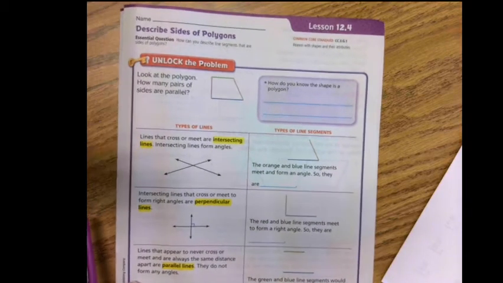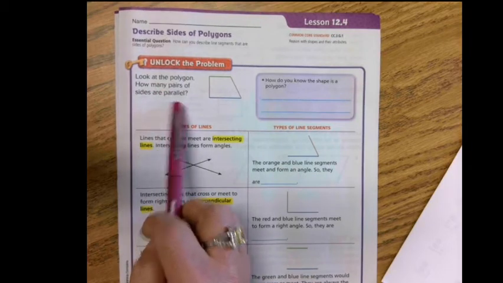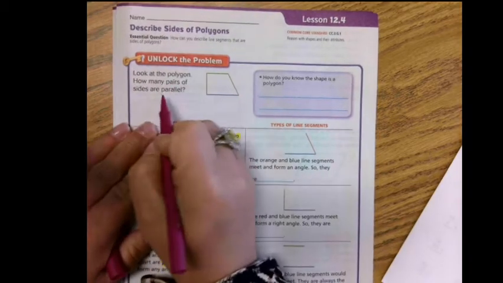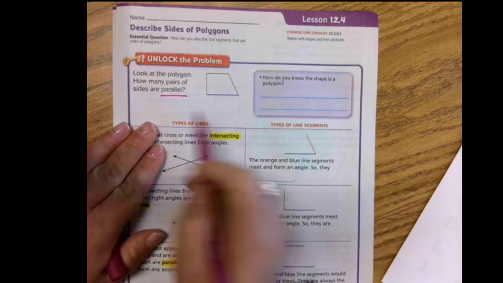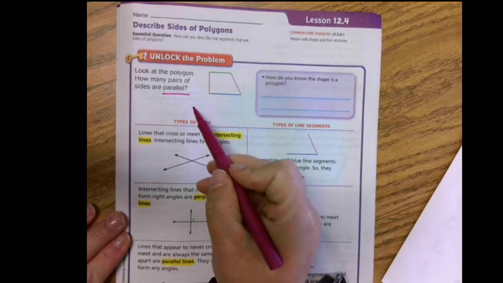Now, look right here at what they're wanting us to do. It says, look at the polygon. How many pairs of sides are parallel? Well, if we don't know what the word parallel means, then I can't answer this question. So we're going to have to come back to answer this one, okay?